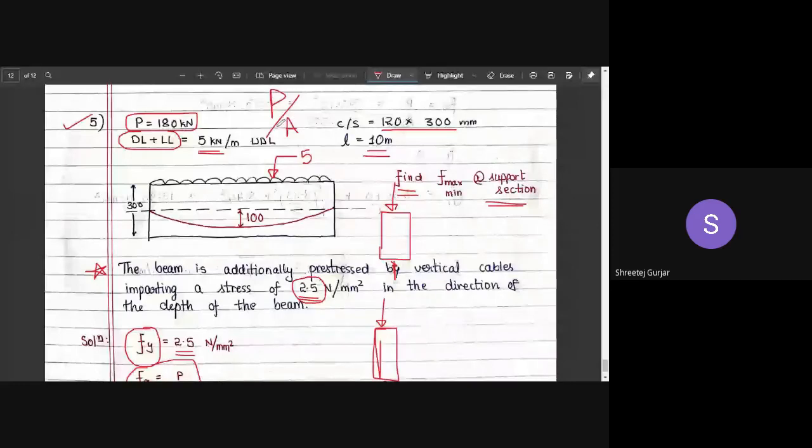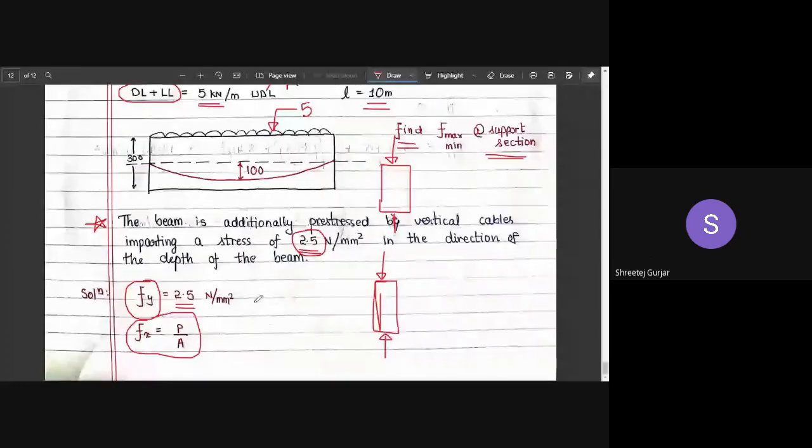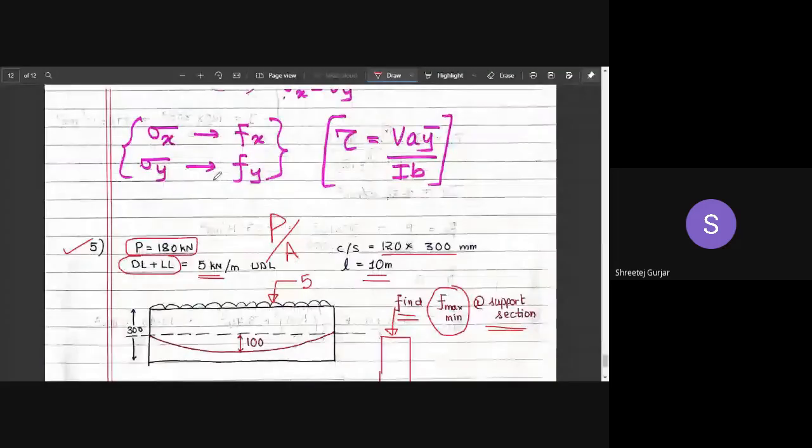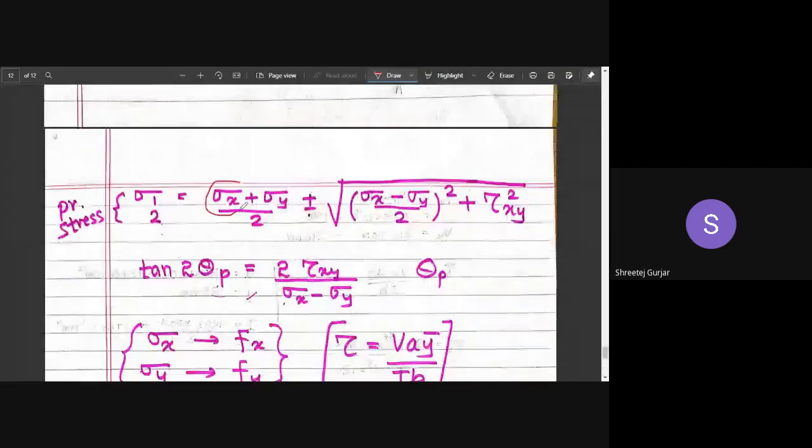The remaining things are the same. You can try it at home as an assignment, and you can tell me if you face any problems while solving. The numerical is easy, right? The same thing you have to calculate: Fx, F max and F minimum. We have this particular formula with us. Fx is this, and Fy is given as 2.5, so do not make this term 0. They have given us the value of Fy as 2.5 directly.